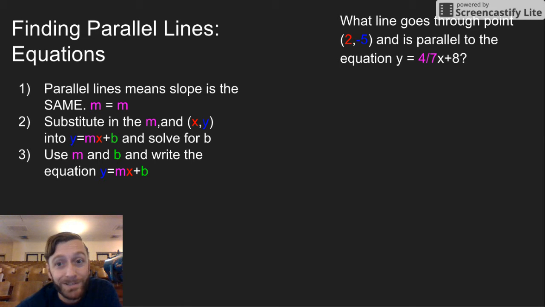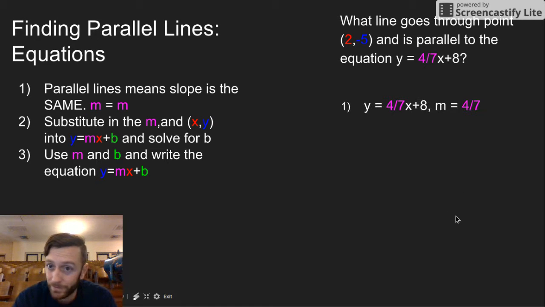What line goes through the point 2, -5 and is parallel to the equation y equals 4/7 x plus 8? All right, so very first step, what's the slope or the m value in our equation? It's 4/7. So in our new equation, the slope will be 4/7. Now we can substitute our m, our x, and our y into the equation, and we get -5 equals 4/7 times 2 plus b. Right?